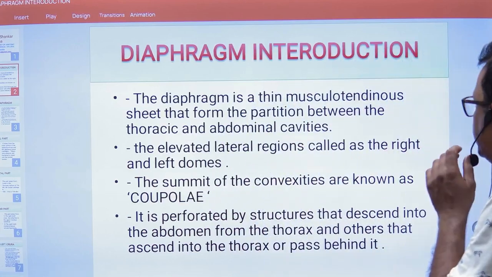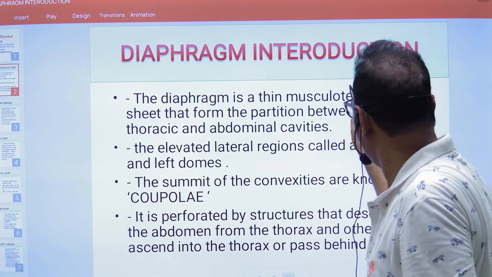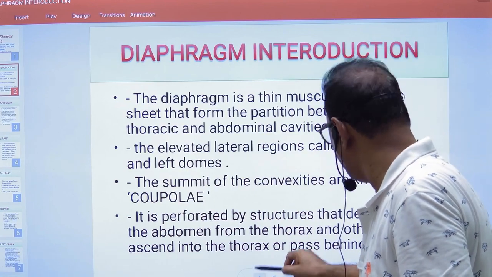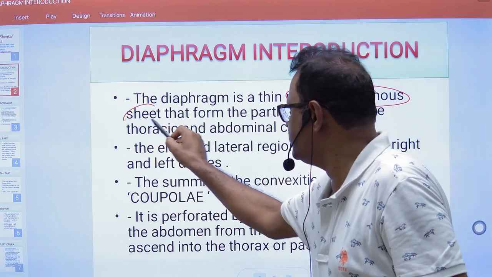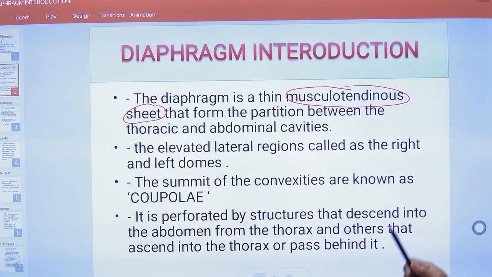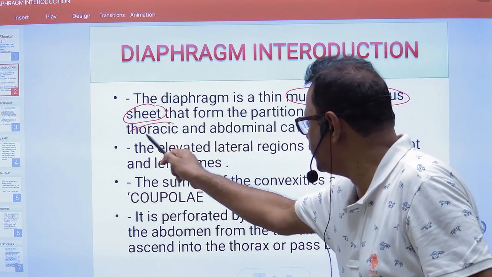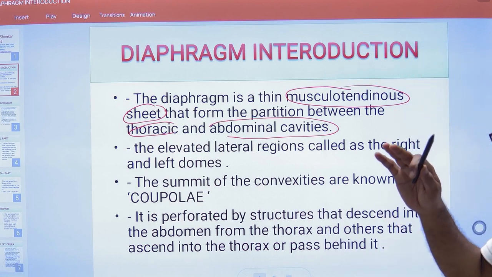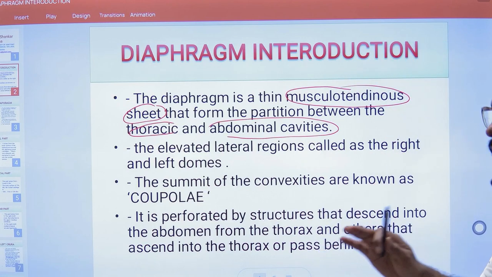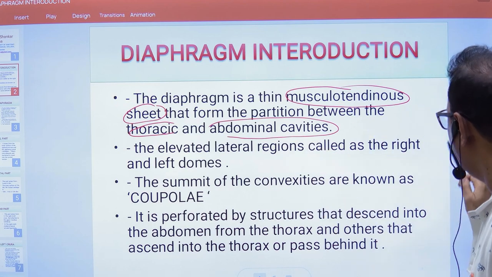Today we will talk about the diaphragm. The diaphragm is a thin musculotendinous sheet, meaning both the muscles and the tendons are there. It forms the partition between the thoracic and the abdominal cavity.